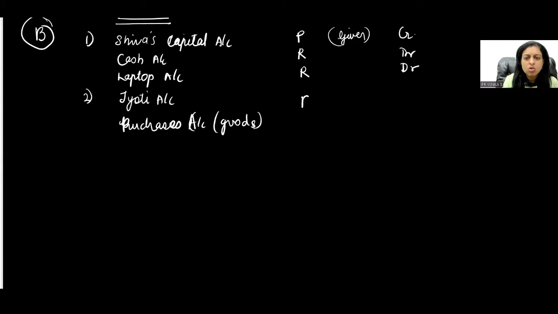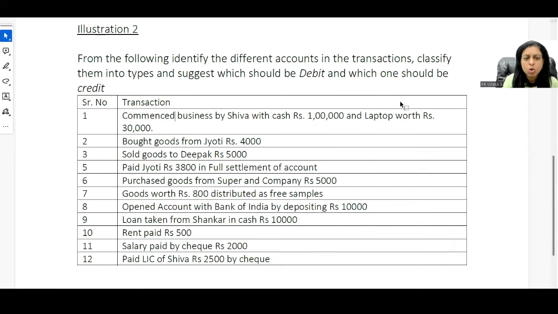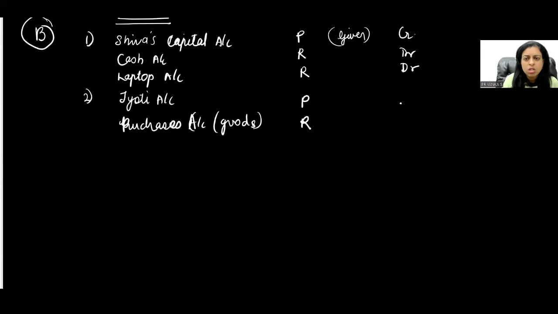Now what is Jyoti's account? Jyoti is a name, so personal account. Purchases account, goods account, I'm treating it as real account. Jyoti's account, Jyoti is giver or receiver? Bought goods from Jyoti, which means Jyoti is the giver. Giver's account is credit. What about goods? Goods are coming in. So debit what comes in, credit what goes out. Applying that rule, I put it as debit.